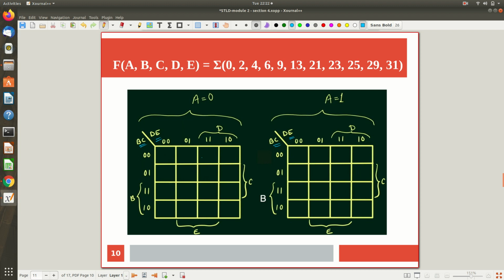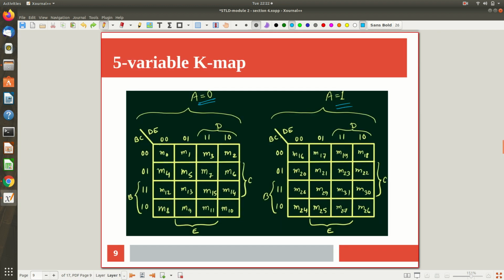Now the marking is just like before. This is where I have to take an example, sorry for that. I was saying about this: B, C, D, E.